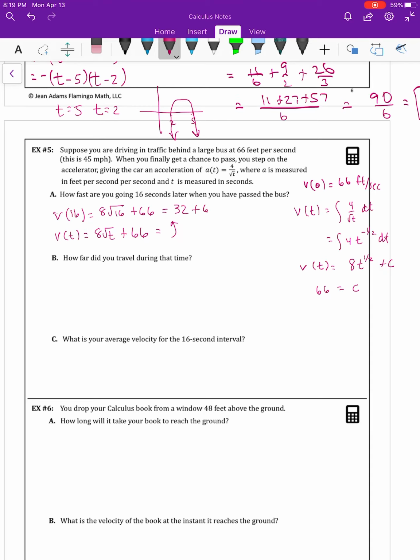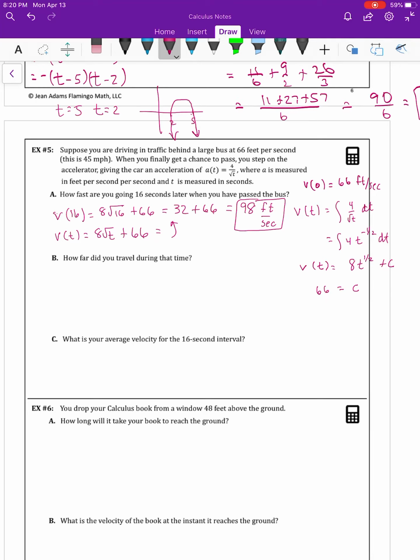I want to find my velocity at 16. That's going to be 8 times the square root of 16 plus 66. So 8 times 4 is 32 plus 66. So that's going to be 98, and that's going to be feet per second.